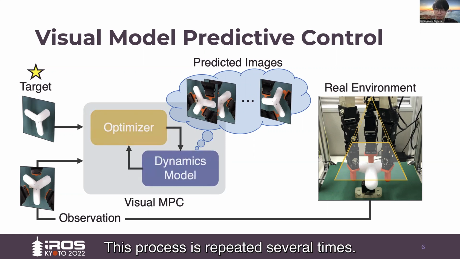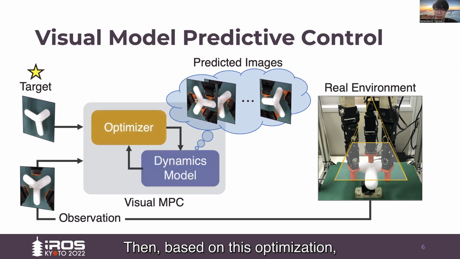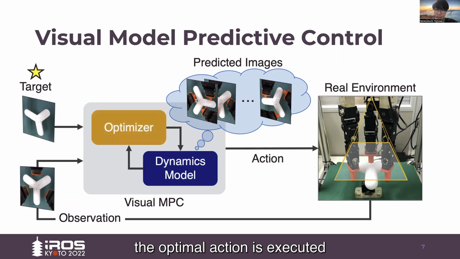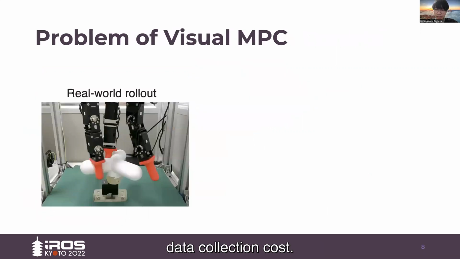This process is repeated several times. Then, based on this optimization, the optimal action is executed in the real environment. This is the Visual MPC framework. But the problem here is the data collection cost.